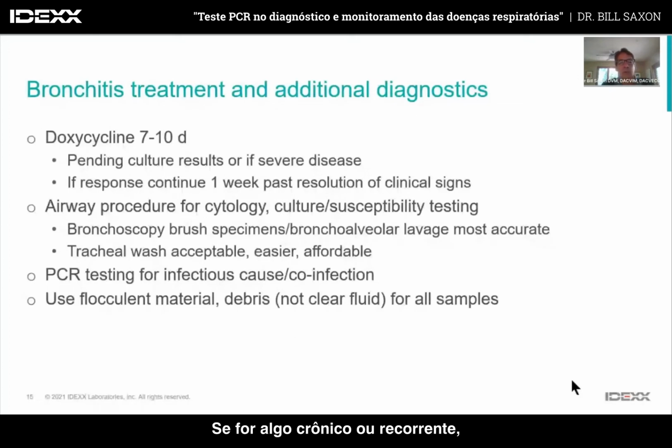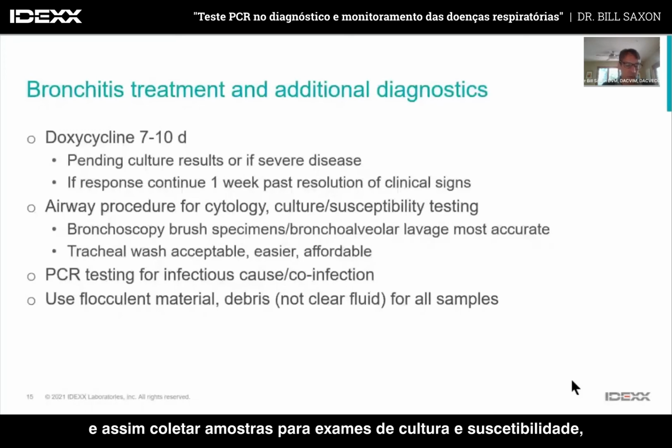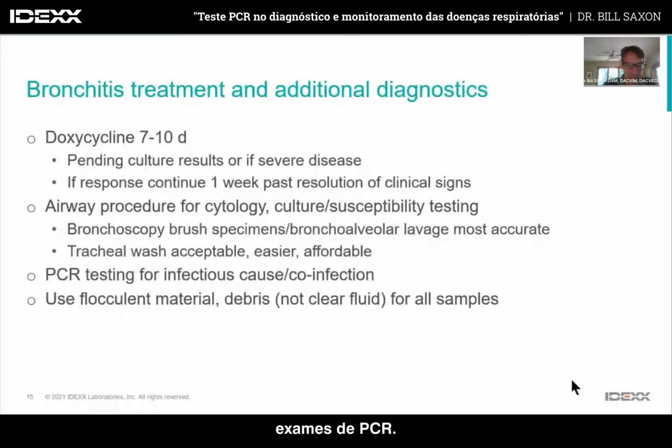And again, these guys, if it's chronic or recurrent, it's time to get in there and do some kind of airway procedure. For obtaining samples for cytology, maybe mucosal brushing, more sensitive and specific than just flushing and recovery, samples for culture and susceptibility testing, PCR testing. And here, if you can, bronchoscopy is the way to go, because you can do a thorough evaluation of all the main stem bronchi, trachea, etc.